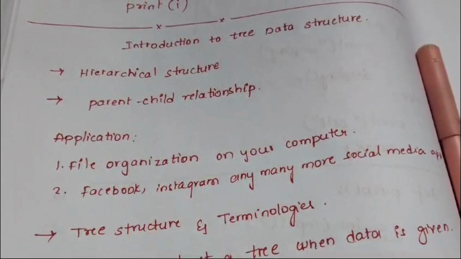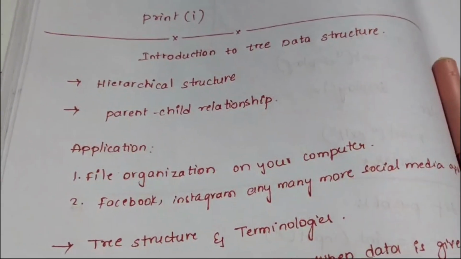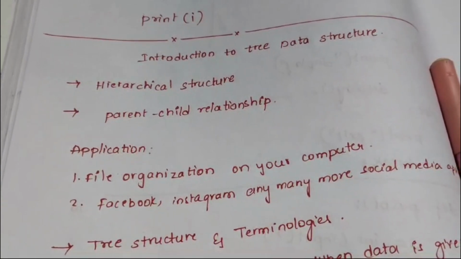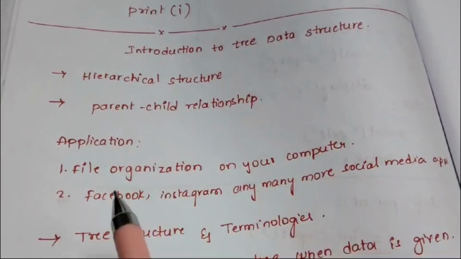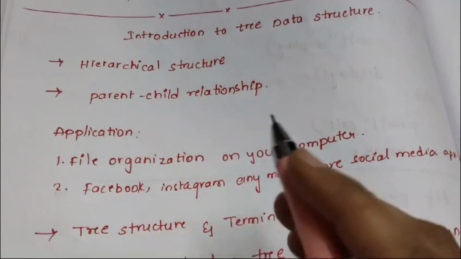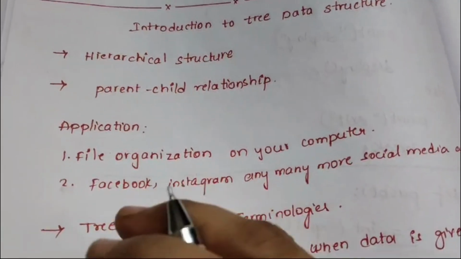So, data will be stored in a tree structure. This is a hierarchical structure used to represent organized data in the form of a parent-child relationship. It has a parent-child relationship. I will show you the diagram. Means in a tree structure, in a hierarchical structure, we will be storing the data.